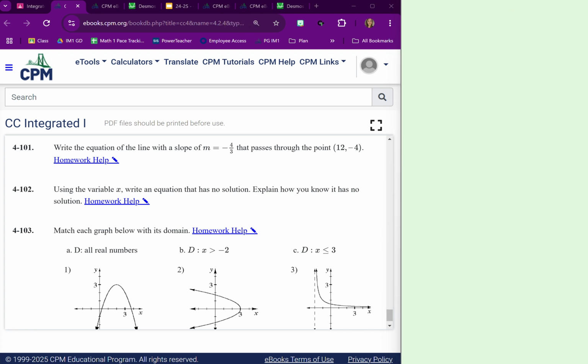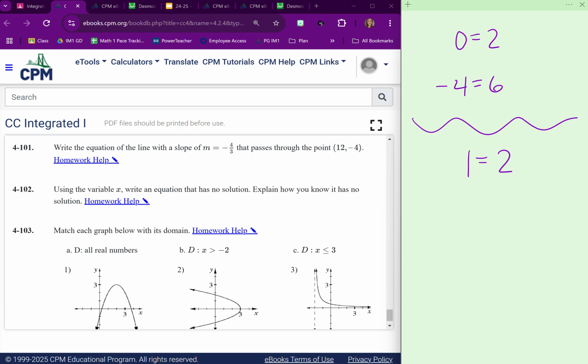Okay, in question 4102, you're looking for an equation that goes to no solution. So I know something is no solution when all the x's cancel out and I'm left with something false, like 0 equals 2 or negative 4 equals 6, something where it's unbalanced. Okay, so if I'm going to work backwards, let me just pick an example. Let me say 1 equals 2. That would be no solution because it's false.